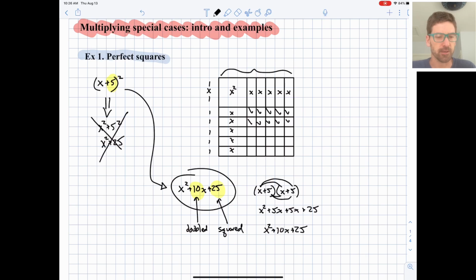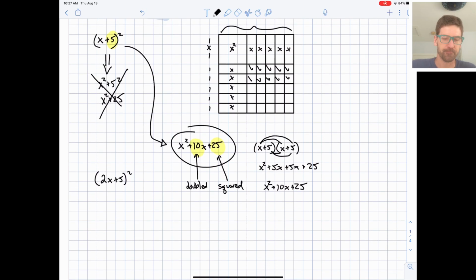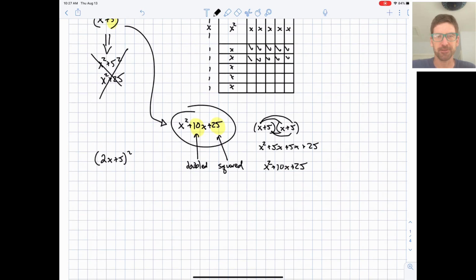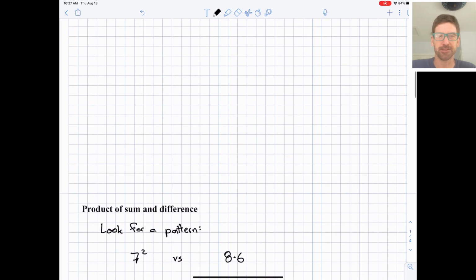That rule falls apart if we have a coefficient in front of the x. So if we have something like 2x plus 5 squared, we'll still get a 25, but the 10x will turn into something different. Okay, but just for basic squaring of binomials, the middle term is doubled and the last term is squared. Foiling always works though, okay? So if you don't remember those shortcuts, you can always FOIL.